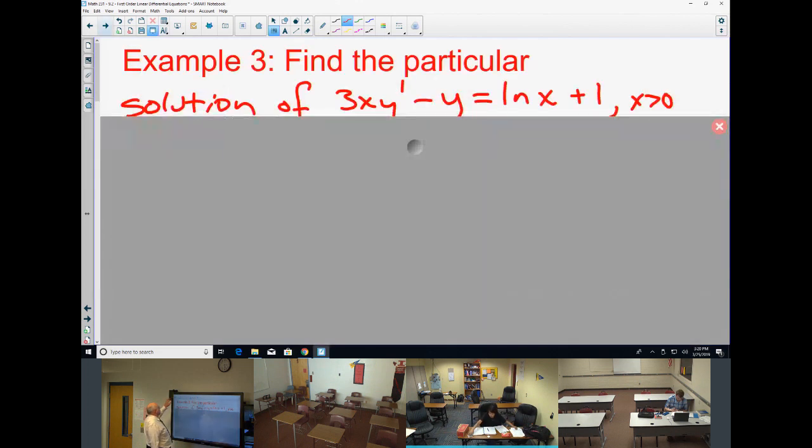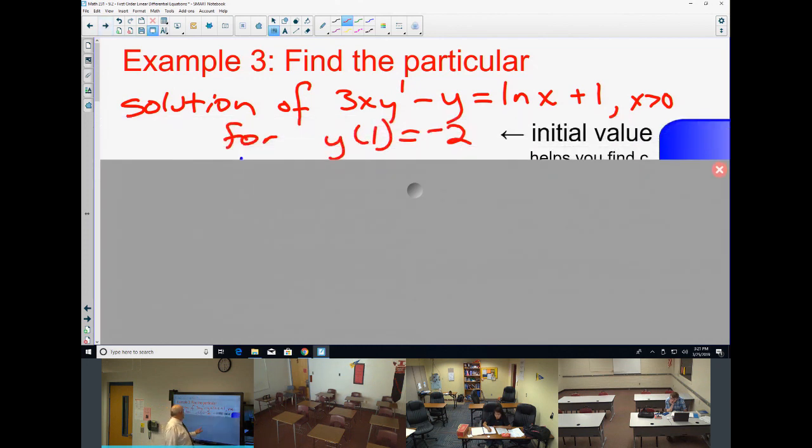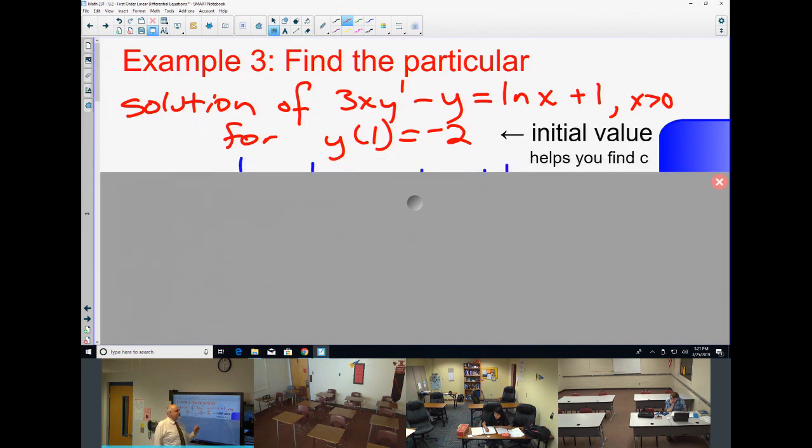Okay. All right. So here's an example. It says find the particular solution of 3xy, and now in this problem instead of dy dx they have it written as y prime, and it's just the same thing. Minus y equals the natural log of x plus 1, where x is greater than 0, for y of 1 equals negative 2. So this extra little condition, that's the initial value that helps you find C. All right? So you just sort of ignore that for a minute. Okay?